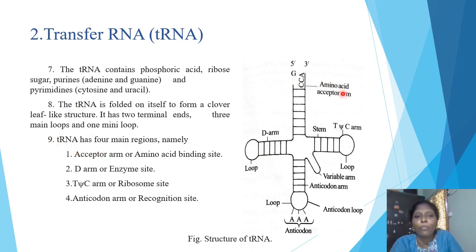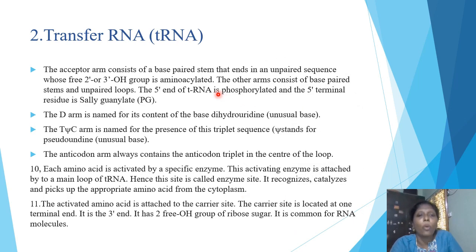It has four loops, and the first one is called the DHU arm, and here it is called the thymine pseudouracil CM, and this one is called the anticodon region, and this is the amino acid acceptor arm. So this is the amino acid acceptor arm. This is the DHU arm or the enzyme site, and this is the thymine pseudouracil CM, or it is called the ribozyme site, and this is called the anticodon arm or recognition site. So what is the main role of the acceptor arm?